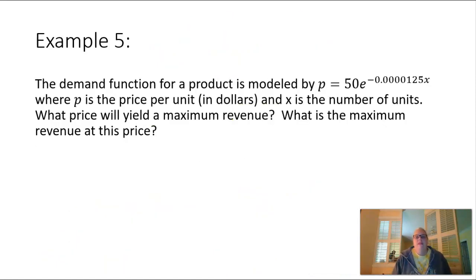Example 5, the demand function for a product is modeled by P is equal to 50 times e to the negative 0.0000125x, where P is the price per unit in dollars and x is the number of units. What price will yield a maximum revenue, and what is the maximum revenue at this price? Okay, let's remember that the revenue function is actually x times the demand function. And so in our case, our revenue function is going to be x times 50 e to the negative 0.0000125x.